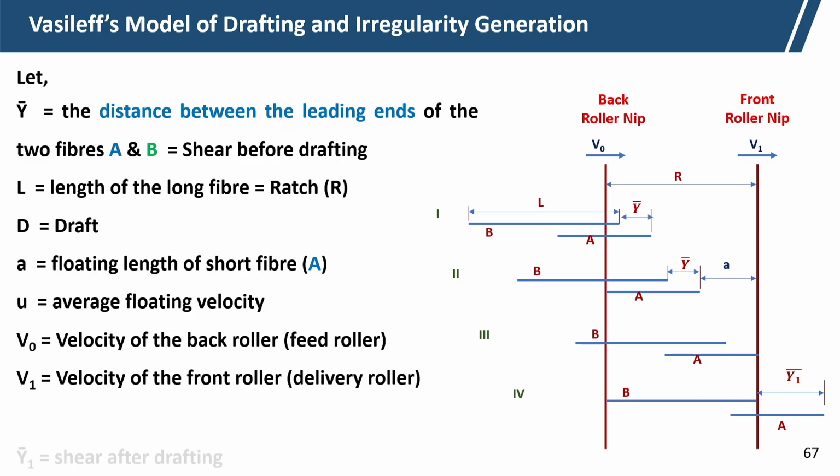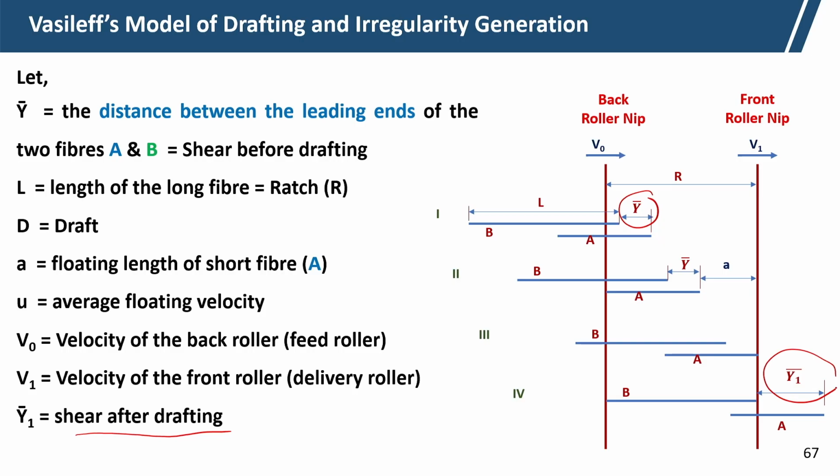With this condition, y dash bar is the shear after drafting, while y bar is the shear before drafting. The short fiber is moving, so y dash bar will be equal to D multiplied by y bar, because it has moved at that speed.